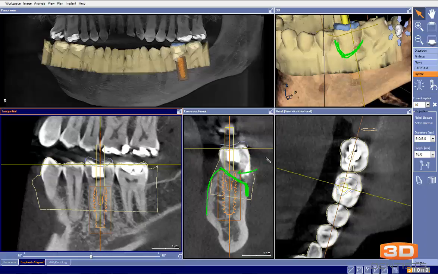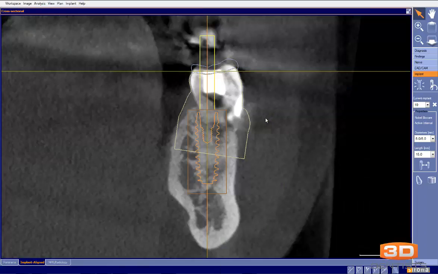So what is our solution to this? One train of thought on predictability would be to consider doing extraction and grafting. Since we have essentially a buccal defect here, we can do a membrane with some graft material and try to rebuild our buccal plate here and then come back and place the implant. Truthfully, from a predictability standpoint, that is probably the more logical thing to do.